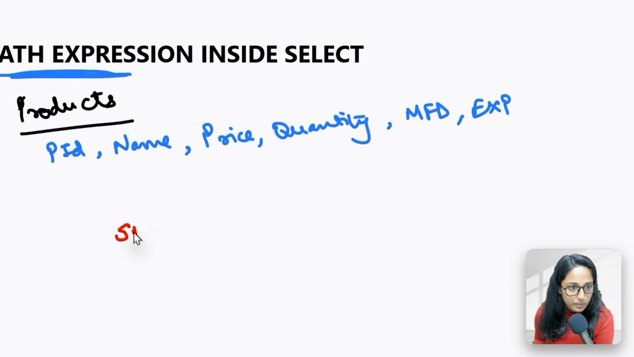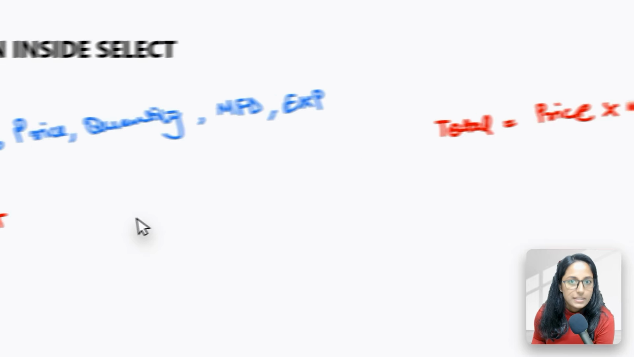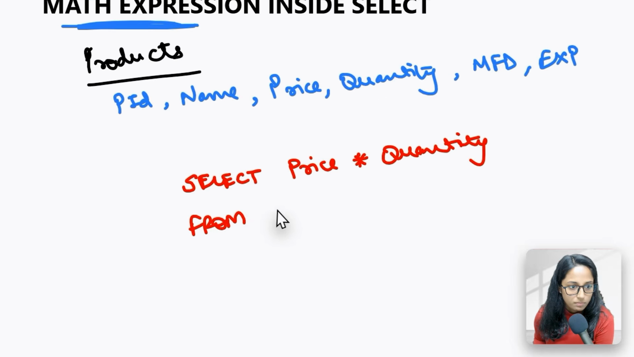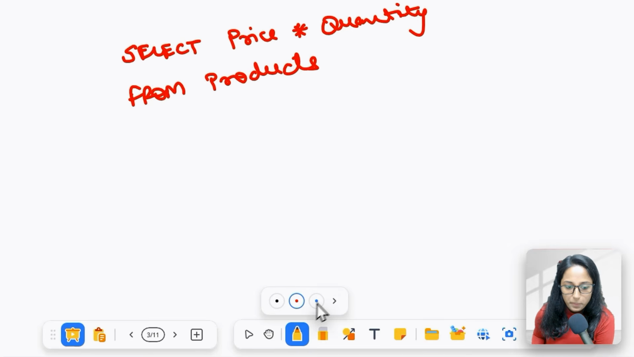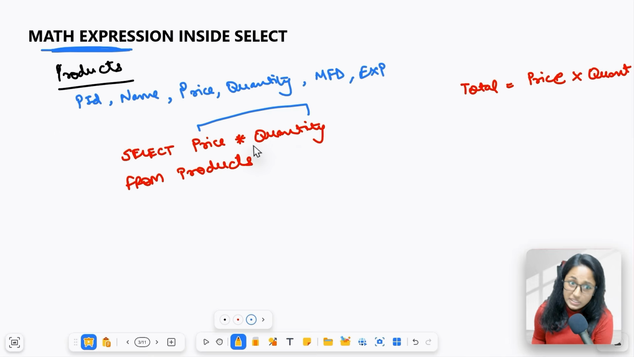So I would write select, if I need to calculate my total of a particular product. So how can total be calculated? Price of one unit and number of quantity. That's right. So we are going to do select price star quantity from our table, which is products. So that's how mathematically we are going to write it. Is that correct? Yes, that is.